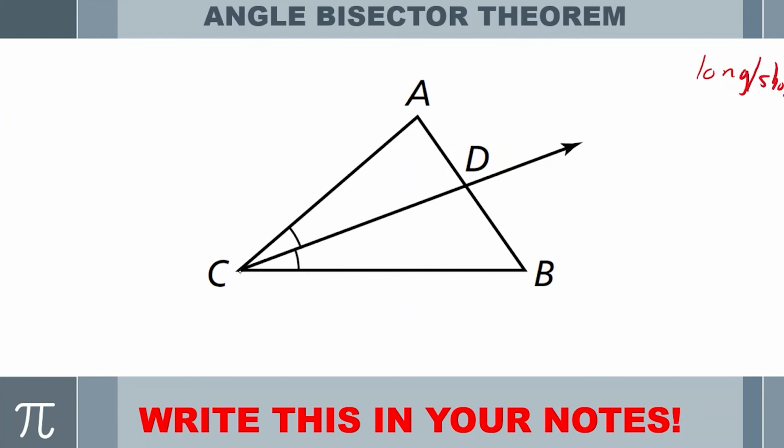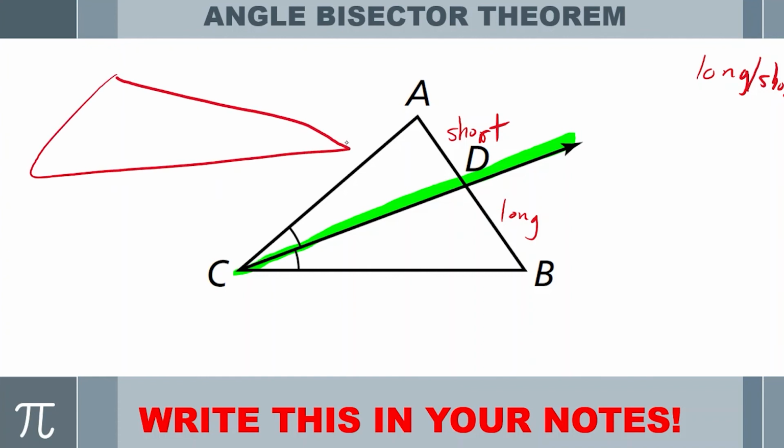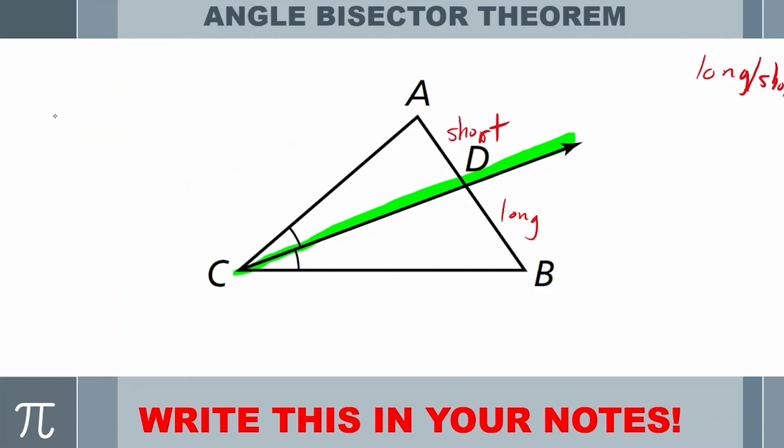We've got this angle bisector. And what it does is it splits this third side into two parts. You can see we've got a long part here and a shorter part there. So the angle bisector splits this side into a long piece and a short piece. That will almost always be the case: when you split an angle, you're going to end up with a long piece and a short piece. So in this case, we have a long segment and a short segment.